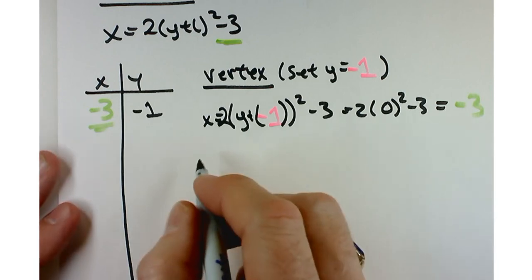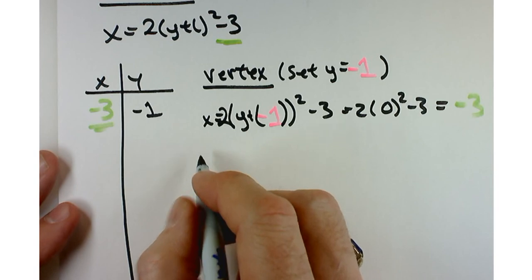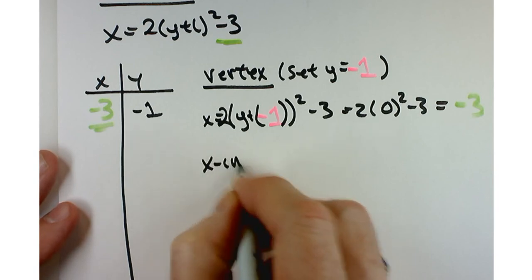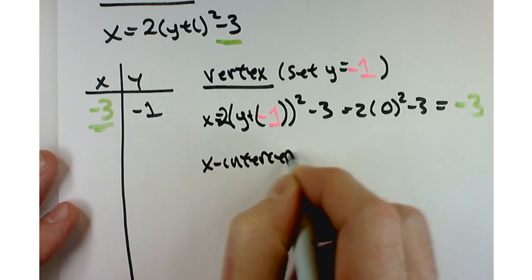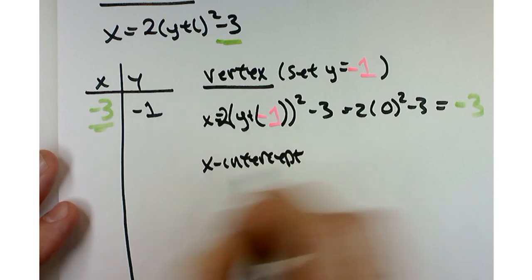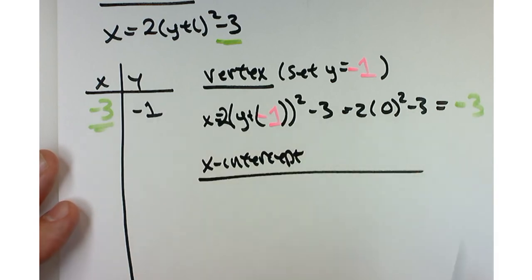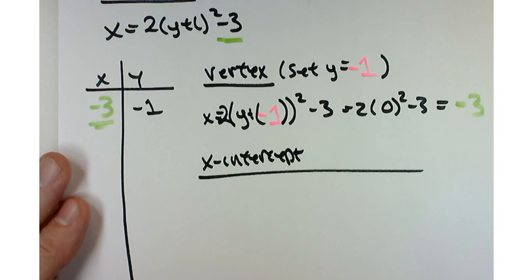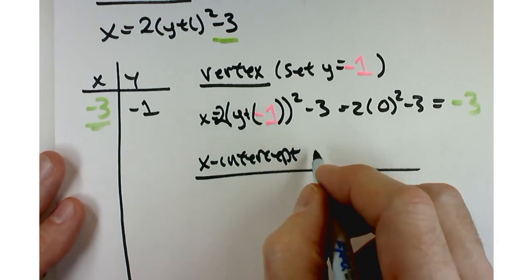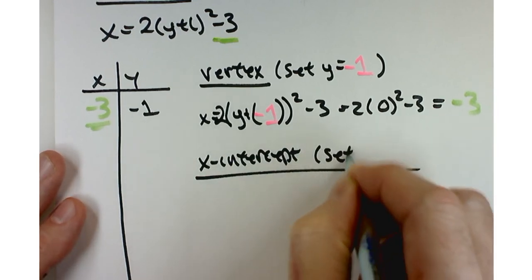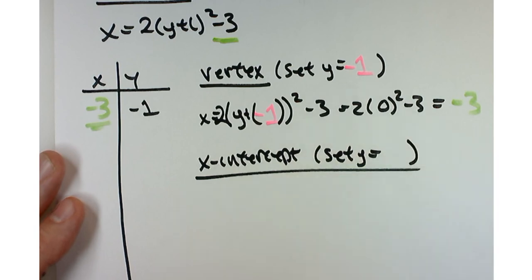How about my y-intercept? Or no, let's just try and find the x-intercept first. X-intercept. What do I have to do to find that? All right, set y equal to 0. So let's set y equal to 0, and let's see.